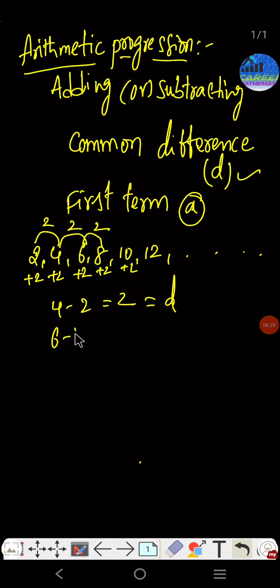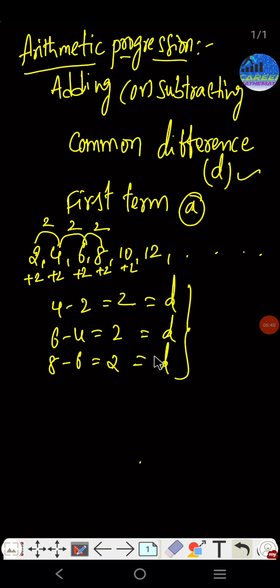6 minus 4 is equal to 2 only, that is also the common difference. 8 minus 6 is equal to 2 only, that is also the common difference. So if you observe here, the common difference is the same.